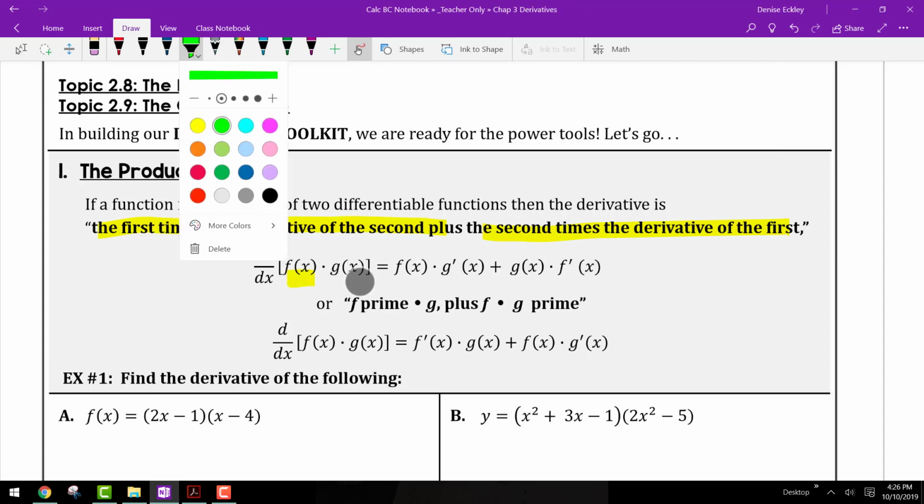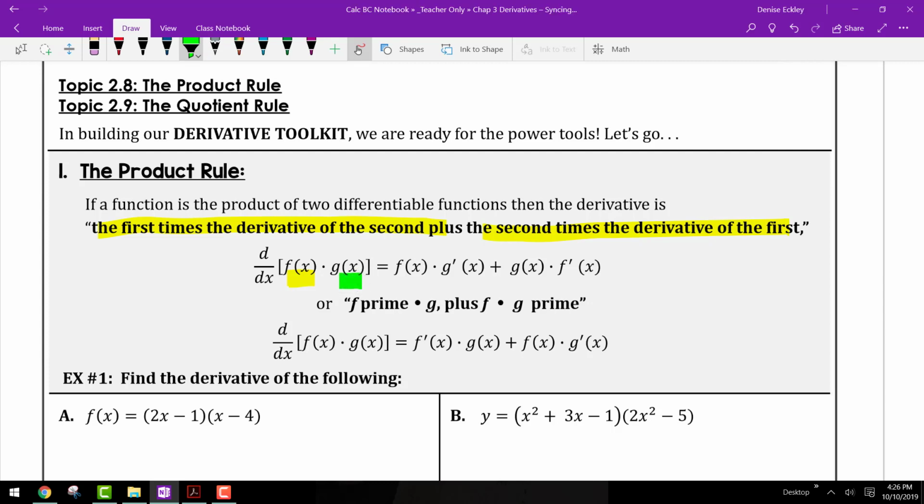Here is the first function, and here is the second function. So you have the first times the derivative of the second, that's what you see here, plus the second times the derivative of the first. Or sometimes it's said f prime g plus f g prime. You can also interchange these two terms because you have plus. You're not going to be able to do that when we get to the quotient rule, but for now, if you can remember it the other way, that's fine too, because both work, because we have addition. So it's f prime g plus f g prime.